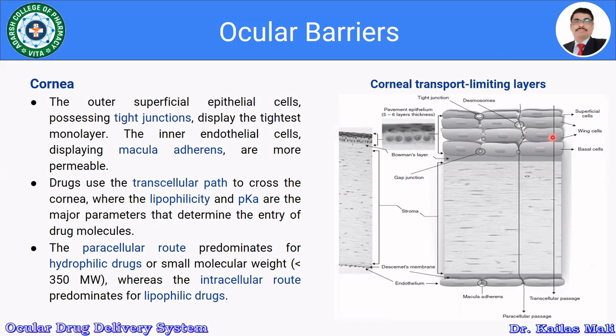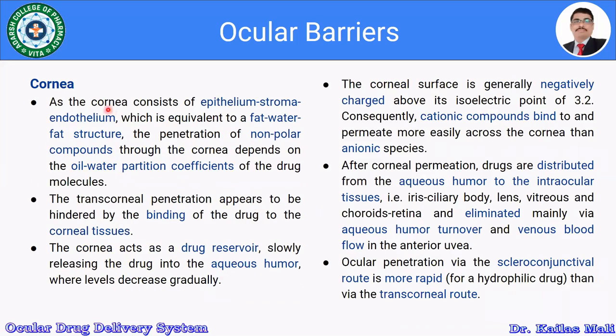Here it is the epithelium, this is the stroma, and here it is the endothelium. The epithelium is lipophilic, the stroma is hydrophilic, and the endothelium is lipophilic in nature. As the cornea consists of epithelium, stroma, and endothelium, which is equivalent to a fat-water-fat structure, the penetration of non-polar compounds through the cornea depends on the oil-water partition coefficient of the drug molecules.